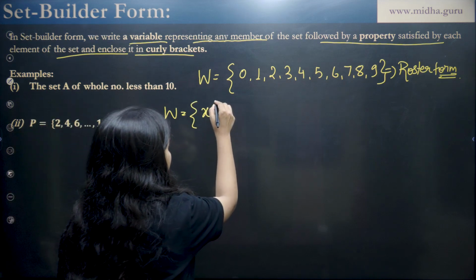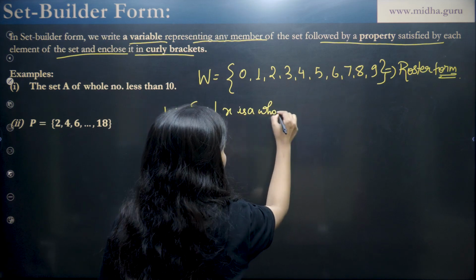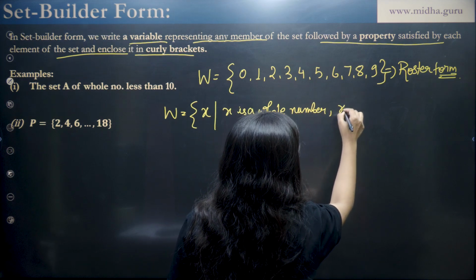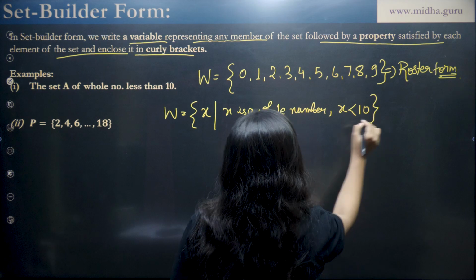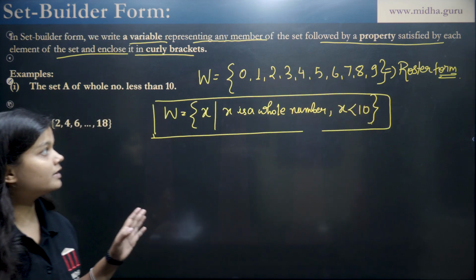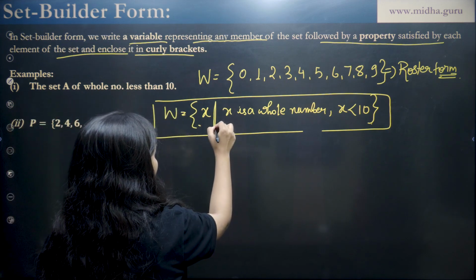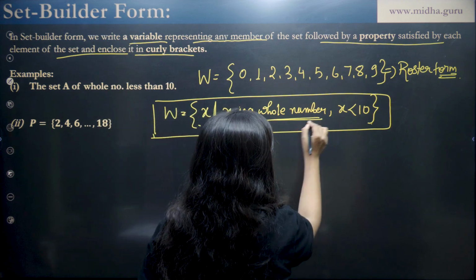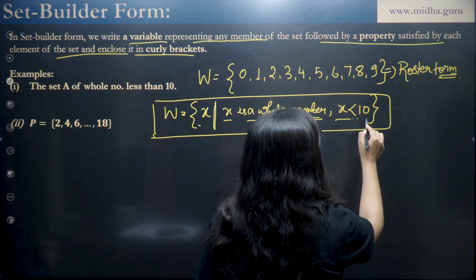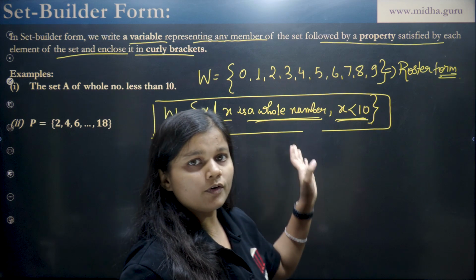Let us say x such that x is a whole number property and x is less than 10. So this is how we write a set in set builder form. x such that, this sign is "such that", x is a whole number. This is the condition that is given in the set, and x is less than 10. This is the property that satisfies each of the elements of this set.